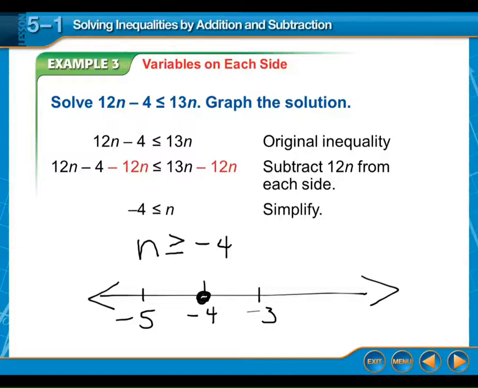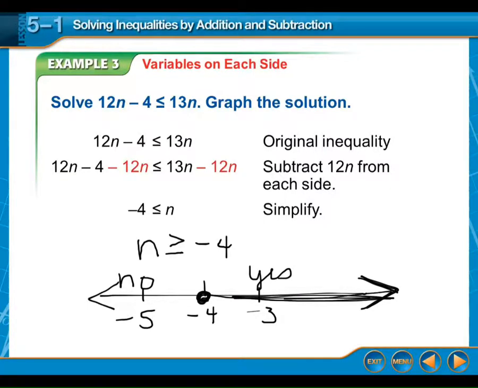And so when you test these points, is negative 4 less than or equal to negative 3? Well, yes, it is. That's true. Is negative 4 less than or equal to negative 5? No, that's not true. So you're going to shade this side.